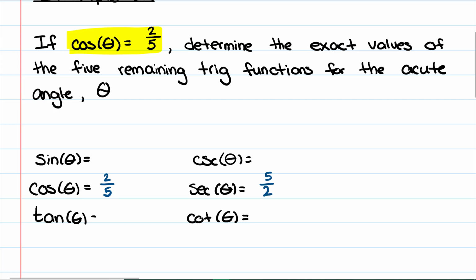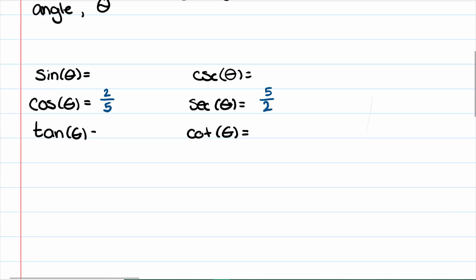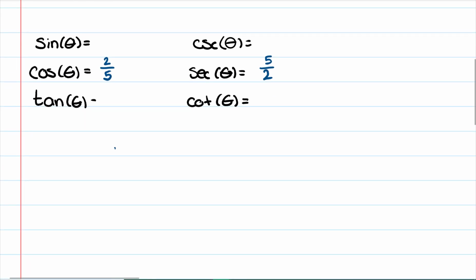Now at this point, the next step is to actually draw a triangle. So right below here, I'm going to write cosine of theta is equal to 2/5. And the reason I want to write this down is because I can break apart the pieces. The numerator is the adjacent side of the triangle, and the denominator is the hypotenuse.